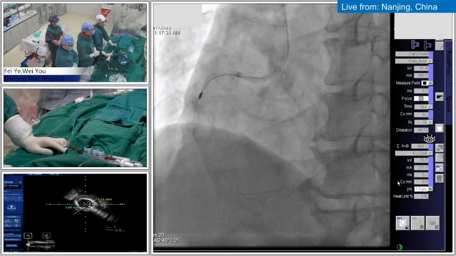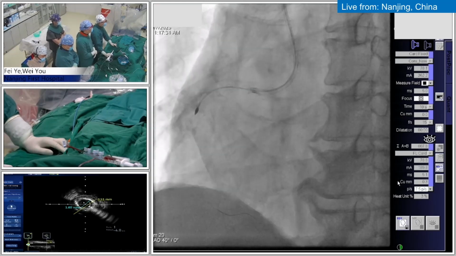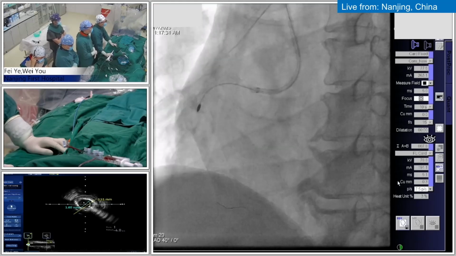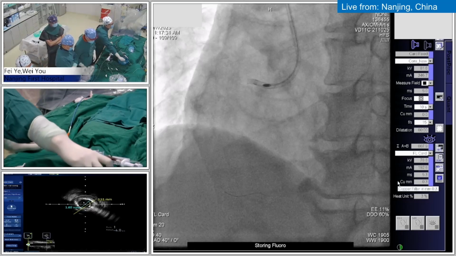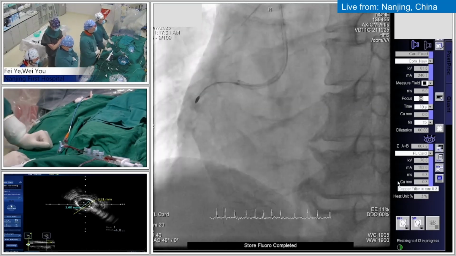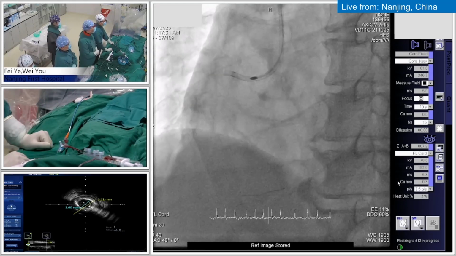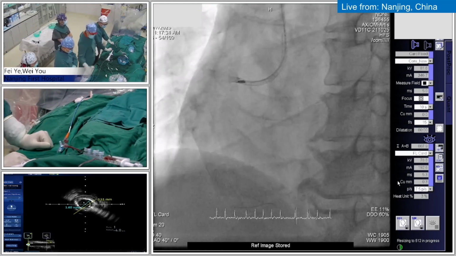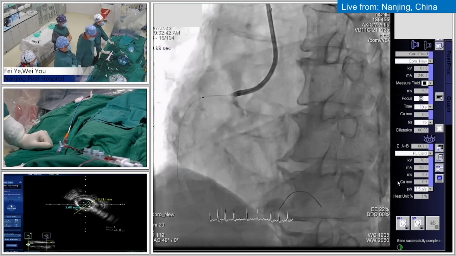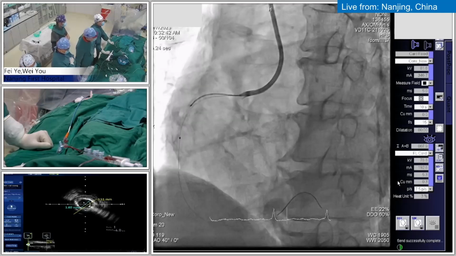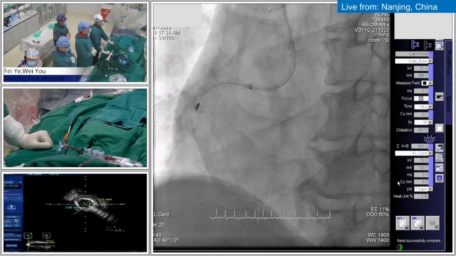170,000. 10 seconds. Okay, I can see a bit of movement of the burr. Record it. Okay, move it. Move the burr. No, no, enough. No, no, move it. Push. Yes, here is enough. We can see the resistance.